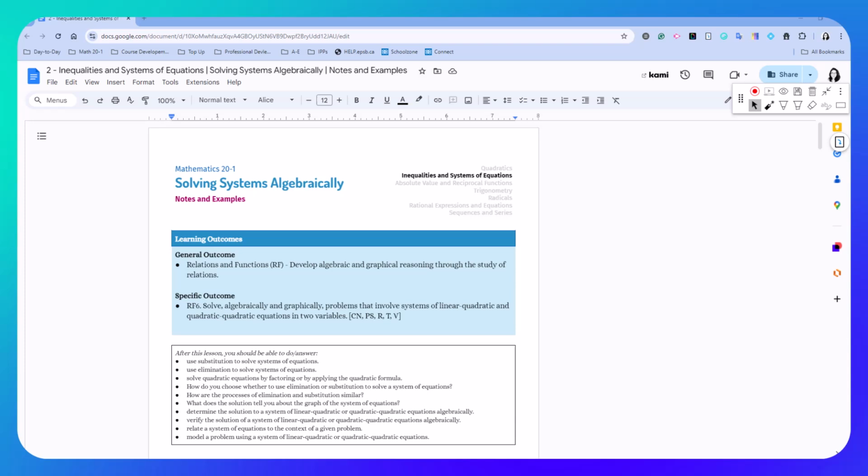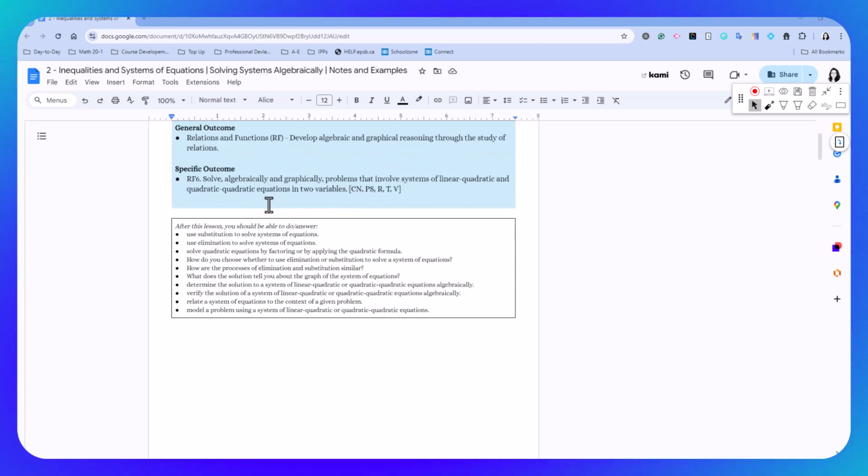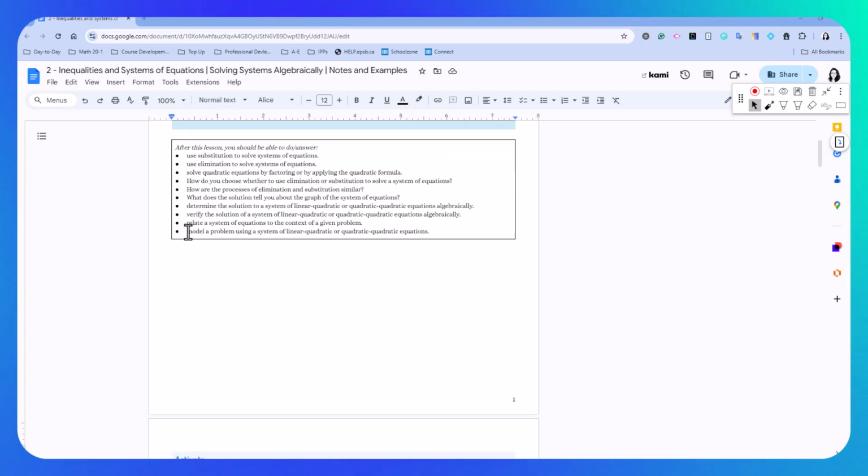We are at the Inequalities and Systems of Equations unit, and we are on the next lesson, solving systems algebraically. Remember, at the beginning of every note package is a list of things that you should be able to do or answer at the end of every lesson. Have a moment to read this over and keep these things in mind as we work through the examples. So let's get started.